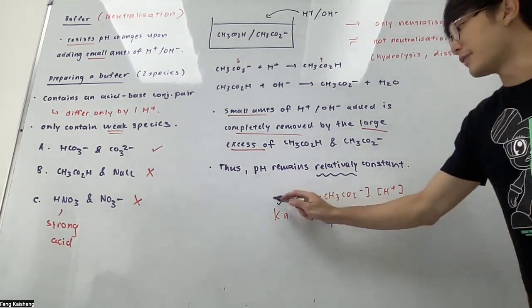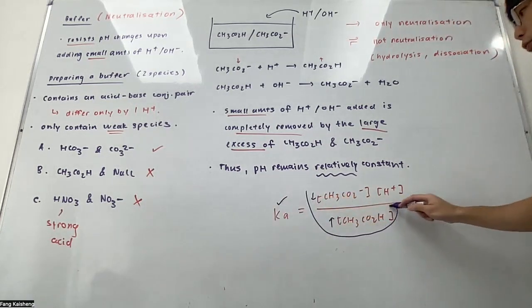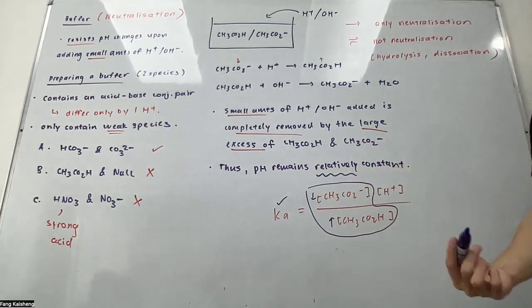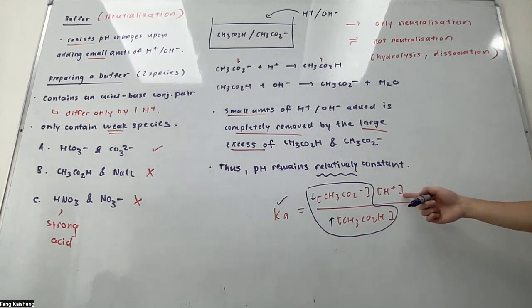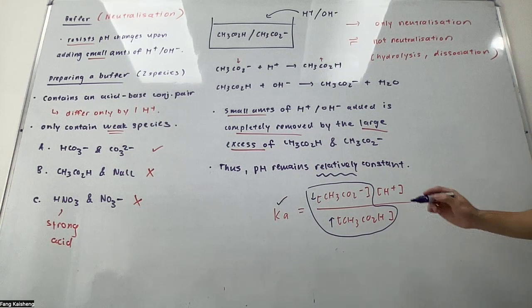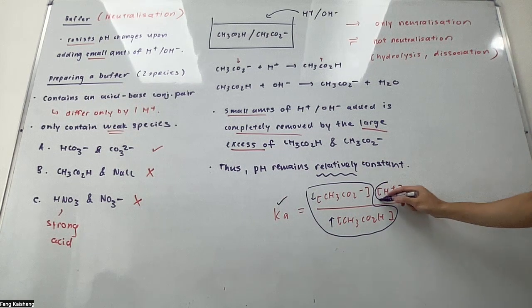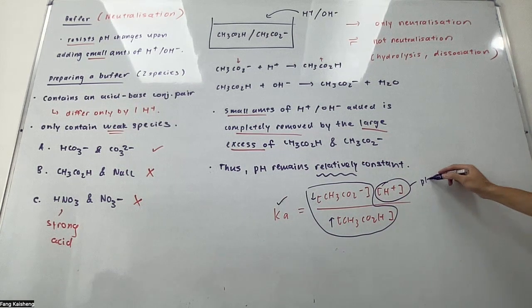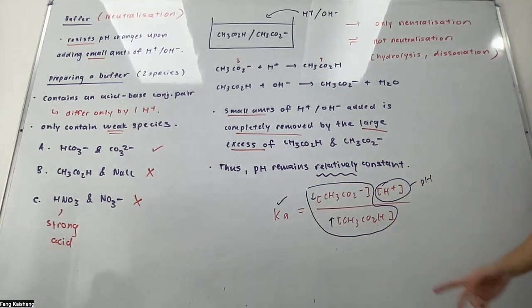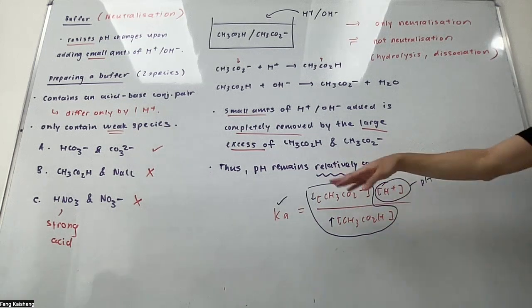Look at this. If Ka is constant, this ratio is also barely constant. Then H plus must also be barely constant, correct? So this one doesn't change much. If H plus doesn't change much, pH remains relatively constant. So you can see that. This is the more technical explanation. Ka is constant, the ratio doesn't change much, so this one also cannot change much. Okay, that's why they have to be a pair, in order for all this to work.